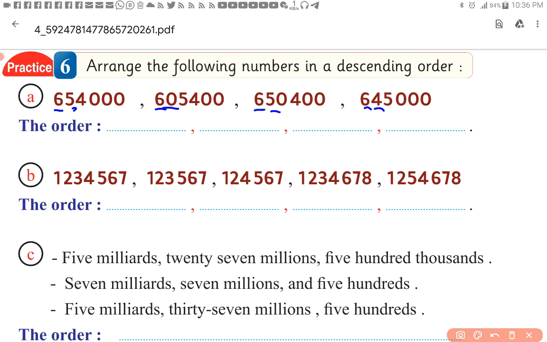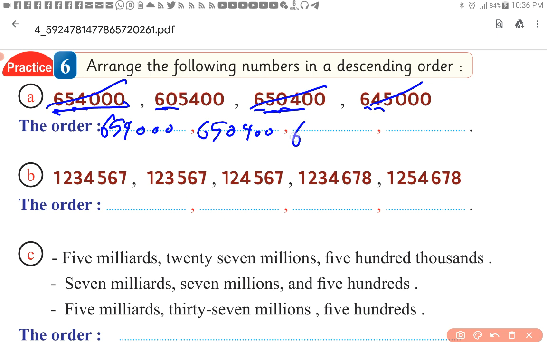Compare between the two numbers that contain 5. Here 4 and here 0. This one is greater. So write it at first and cancel it. Then this one and cancel it. After that, here we have 4 and here 0. This one is greater. At last, write this one.